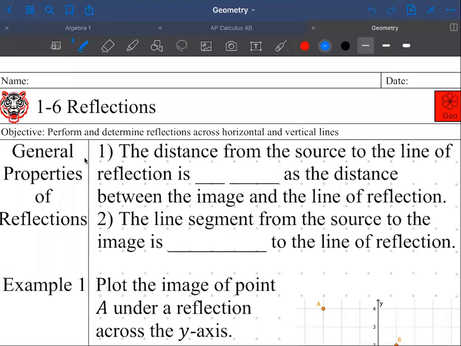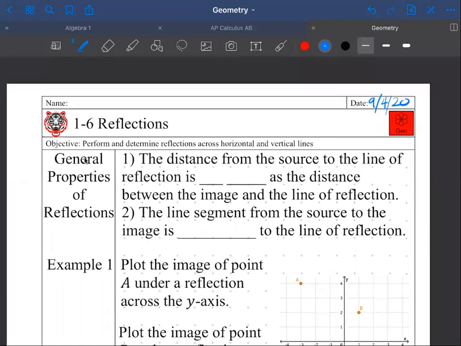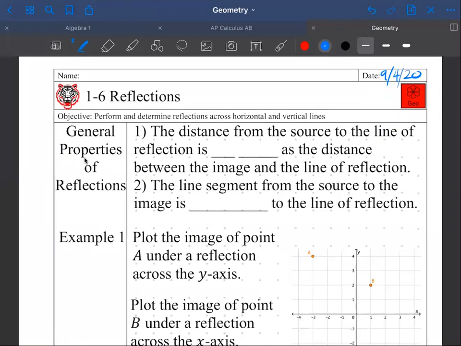Lesson 1-6 Geometry. Today's date is Friday, September 4th, 9/4/2020. I said this in all my other videos, but my God, it is so nice using an Apple Pencil. It's miles and miles better than just the stylus I was using before. So, reflections, 1-6. Our objective today is to do what?